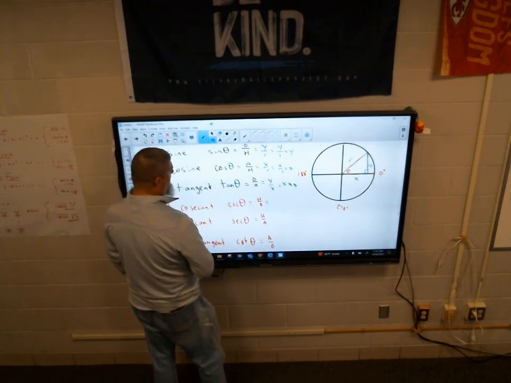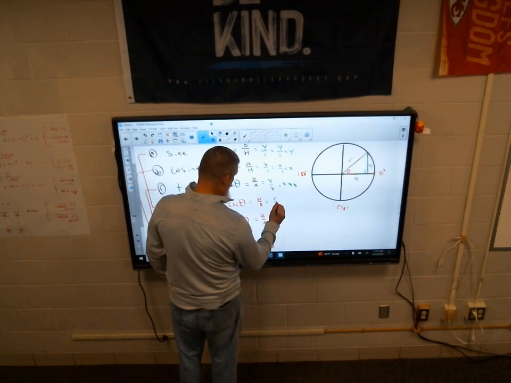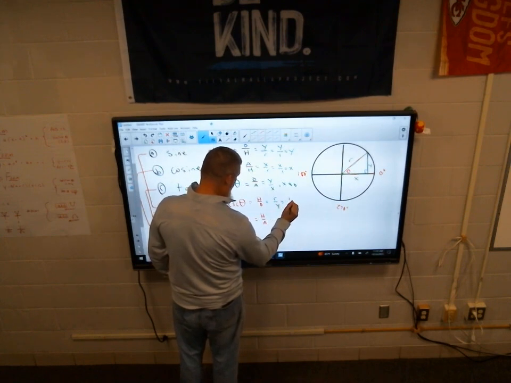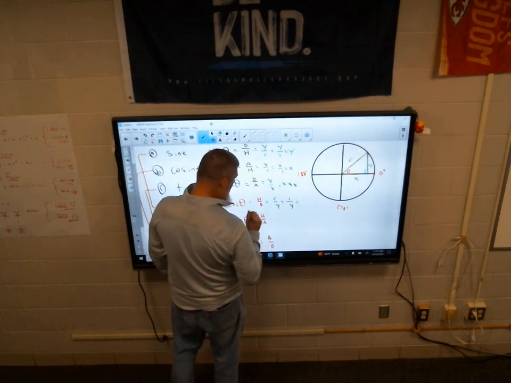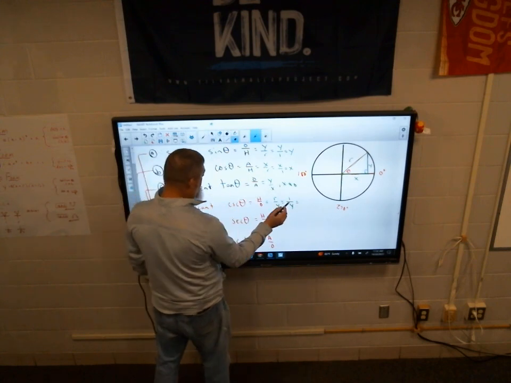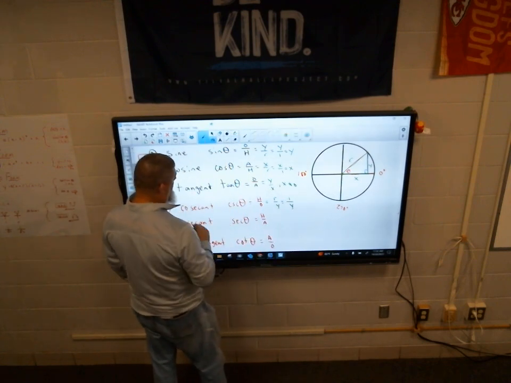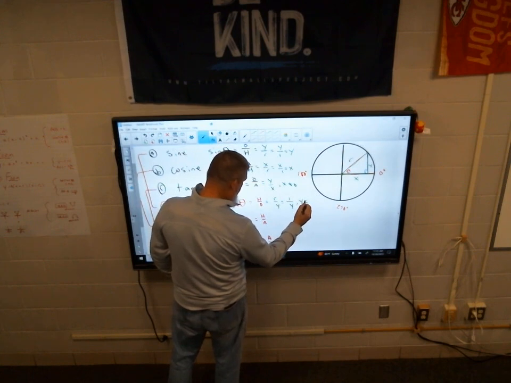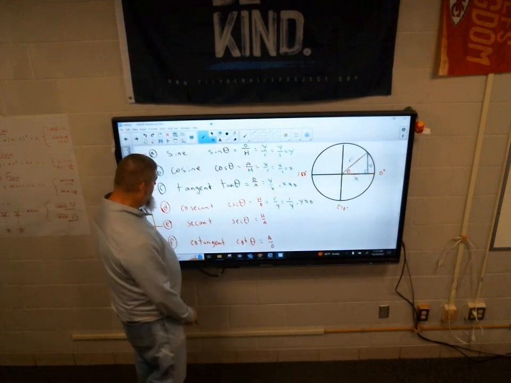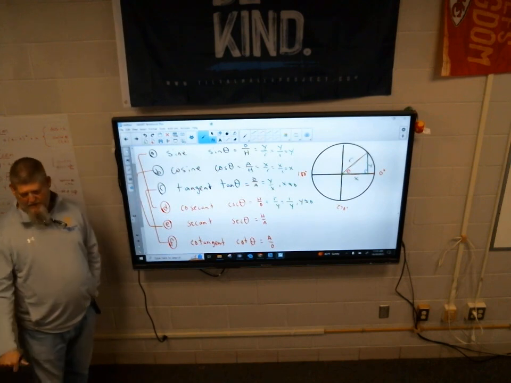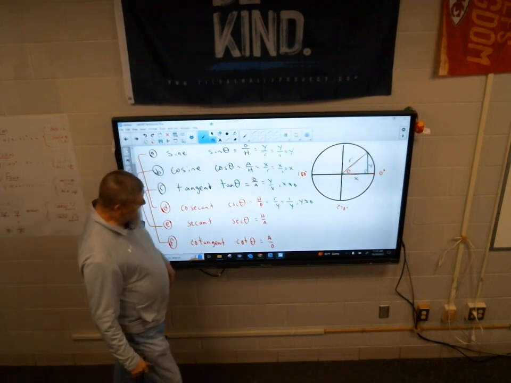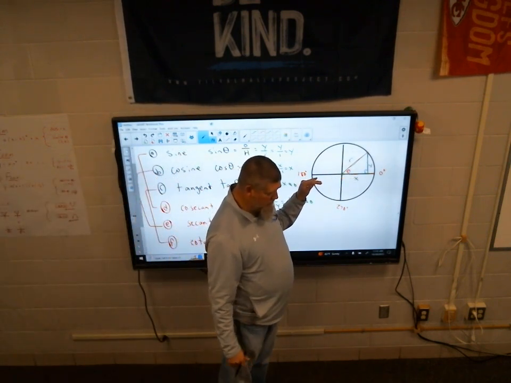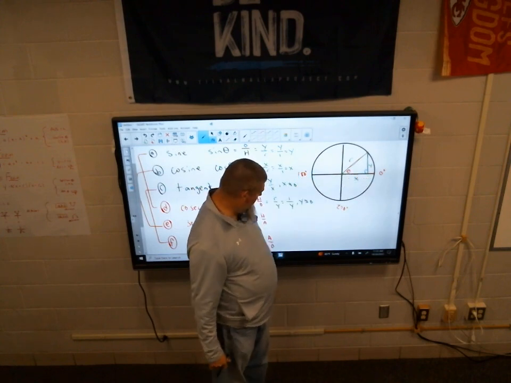R over Y. In a unit circle, it's 1 over Y. What's going to be true at this point? Y cannot be 0. So the cosecant has issues when Y is 0, which is going to be at 0 and 180. This is where Y is 0.